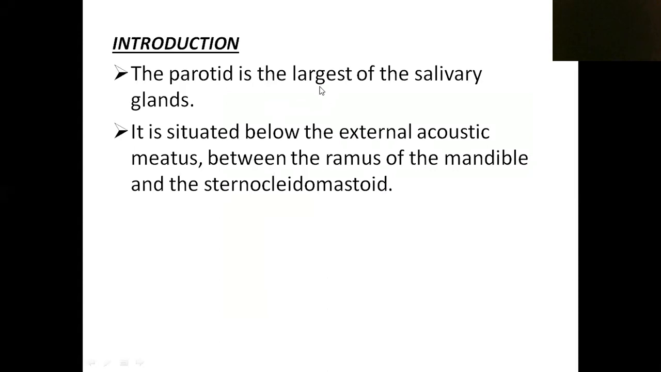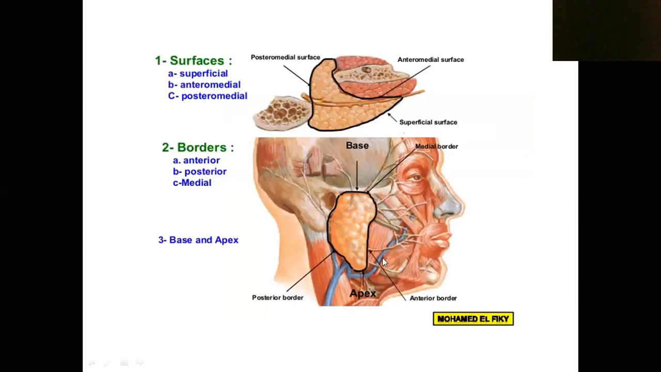Okay, retromandibular fossa means it is a space behind the mandible. See, here comes the mandible. So this gland is located behind the mandible, or it is seen between the mandible and the sternocleidomastoid muscle. See, this one is the sternocleidomastoid muscle. So that area is known as the retromandibular fossa, and the gland is located in that fossa.